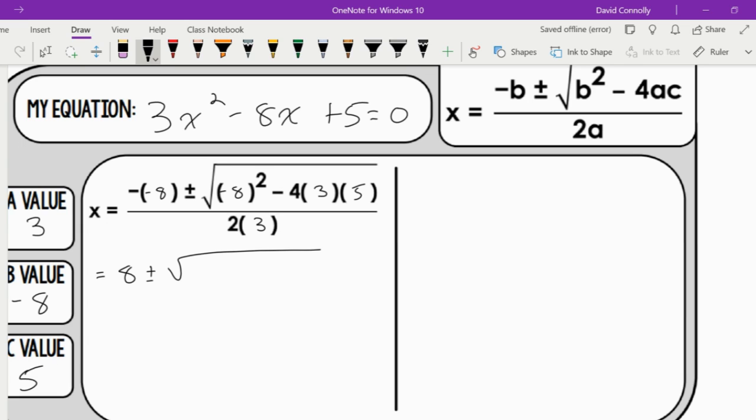This becomes 64. Now, minus 4 times 3 times 5. Now, you don't need to write that part. We can just go ahead, use your calculator, use whatever you need, and figure out what the entire thing is equal to. You don't need to break it down. You can do some scratch work off to the side, but just figure out what that entire thing is equal to and then go from there.